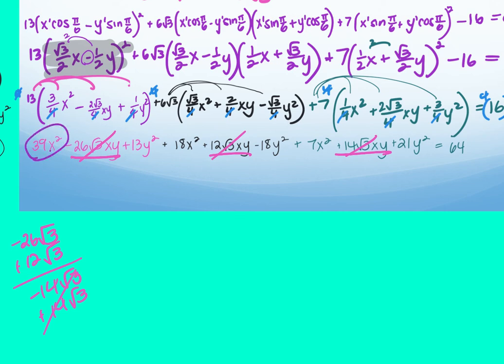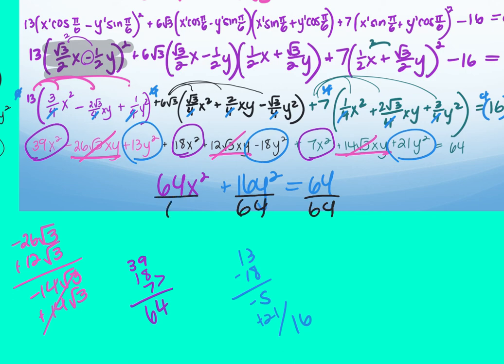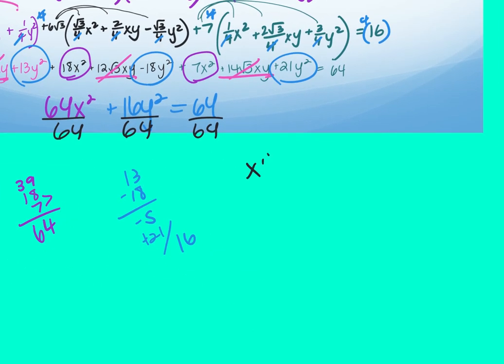Then I'm going to combine together all my x squareds. So 39, 18, and 7 gives 64x squared. Let me just finish this one step. Combine together all your y's. 13 minus 18, negative 5, plus 21, 16y squared equals 64. Then I would divide everything by 64 and bring back my primes. So I'd get x prime squared over 1 plus y prime squared over 4 equals 1.